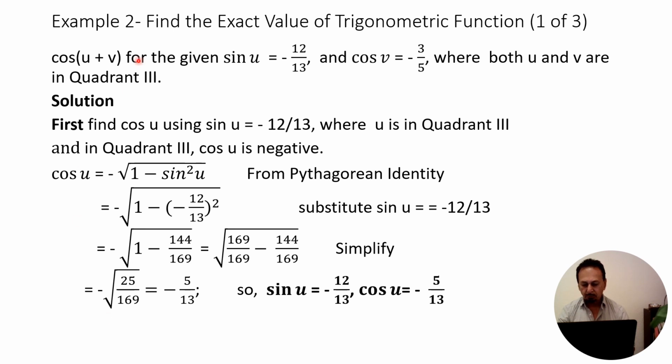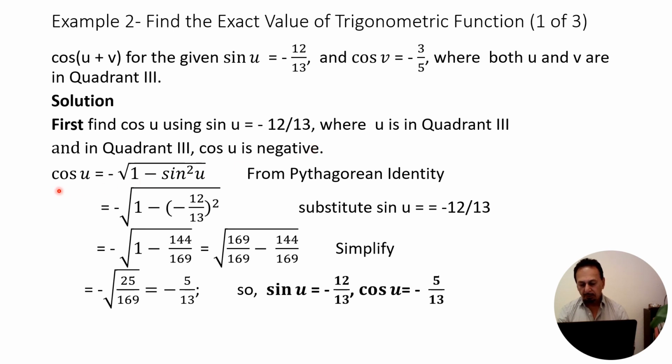So here's example 2. We're going to find the exact value of cosine of u plus v for the given sine u equal to minus 12 over 13 and cosine v equal to minus 3 over 5, where both u and v are in quadrant 3. First find cosine u using sine u equal to minus 12 over 13, where u is in quadrant 3. And in quadrant 3, cosine u is negative.